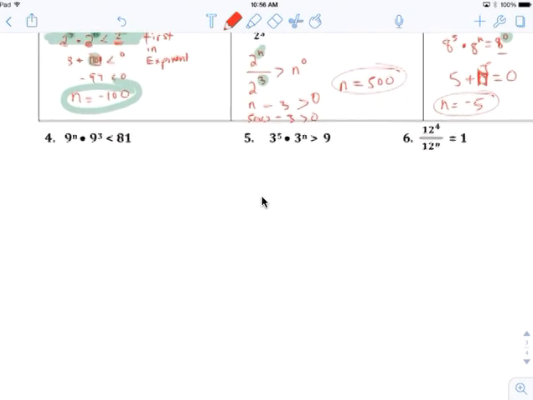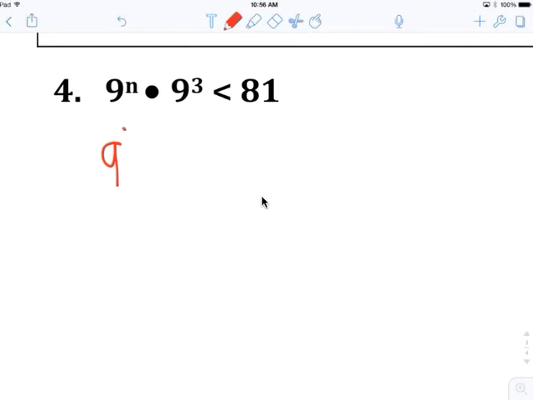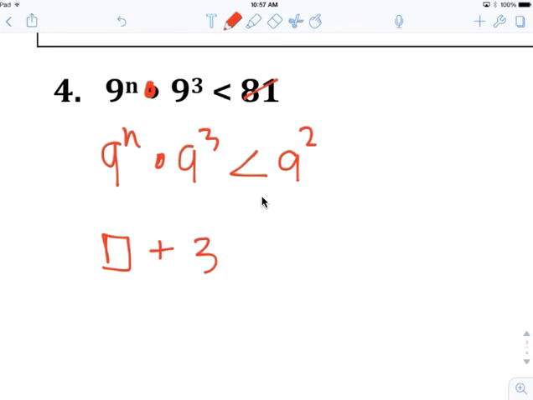So go ahead and continue to do this on your own. Like this one, change this, n to the 9th times n to the 3rd less than, this is 9 squared. So you need to find a number plus, because it's multiplying, you're adding 3, so it can be less than 2. 1 is less than 2, so negative 2. 0, negative 10 is less than 2. If you put negative 10 here, negative 7 is less than 2. Any negative numbers would work. So you figure out a number to put that's your own.